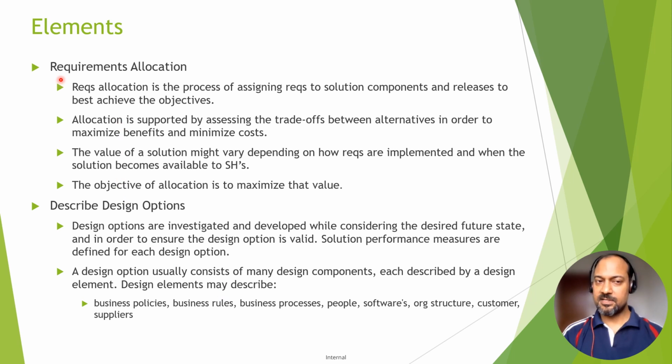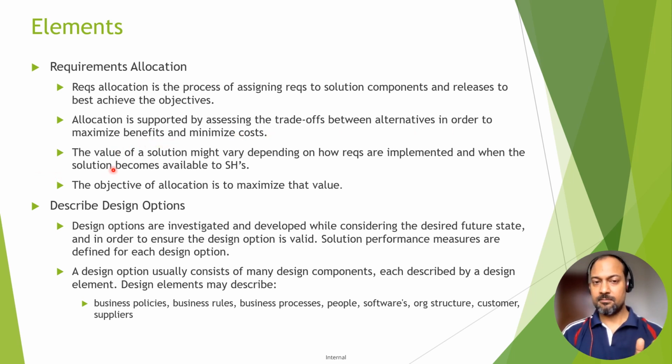Then we have the third element, which is requirements allocation. So how are you allocating the requirements? We are allocating the requirements to a release. That release will comprise a complete solution. So we are aligning the requirements, tagging the requirements to the release, and only those requirements which are adding value. Requirement allocation is the process of assigning requirements to solution components and releases to best achieve the objectives. Allocation is supported by assessing the trade-offs between alternatives in order to maximize benefits and minimize the cost.